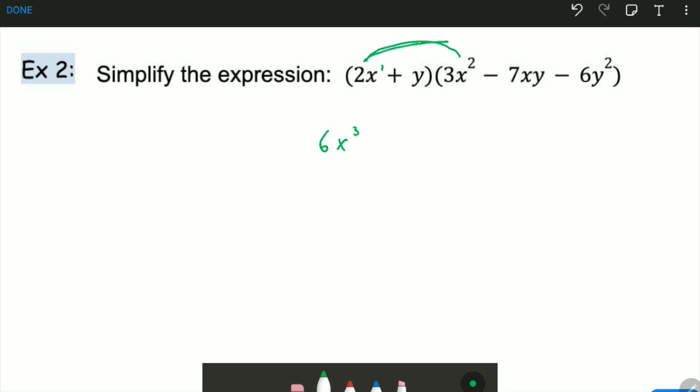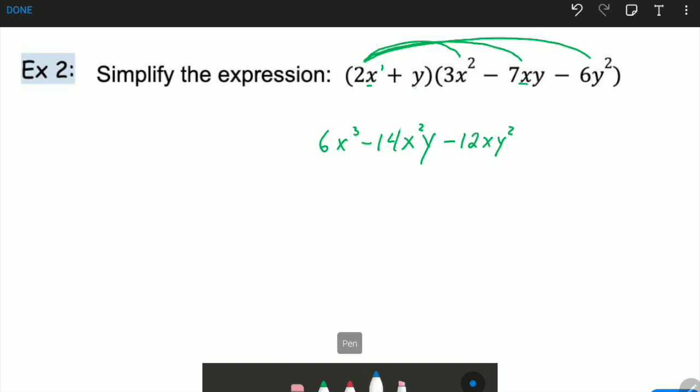Then 2x to the first times negative 7xy, multiplying my coefficients, I got negative 14. And then combining my like variables is going to give me x squared, and the y just comes along for the ride. Then 2x times negative 6y squared is going to give me negative 12 after multiplying the coefficients. And there's no variables that we'll be able to condense here, so x y squared. So with the last example, it helps to have a consistent order, and I'm just writing it so it's alphabetical order with my x's coming first.